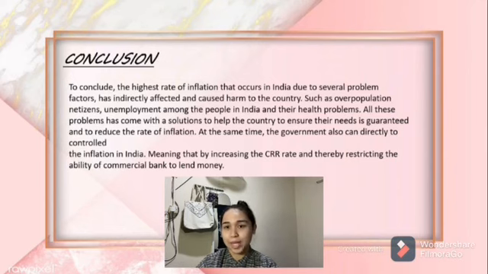Also, at the same time, the government can directly control the inflation in India, meaning that by increasing the CRR rate and thereby restricting the ability of commercial banks to lend money.